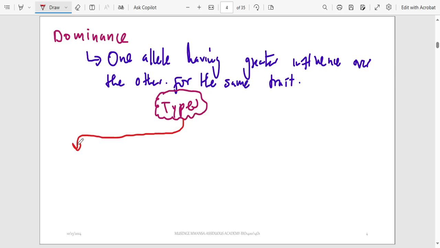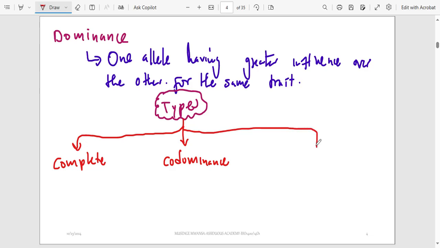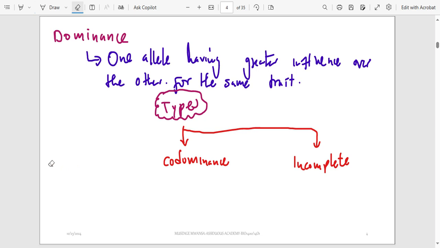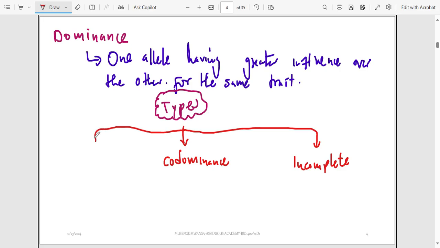The first type is known as complete dominance. The other is known as codominance. And then the other one is known as incomplete dominance. So you should be able to differentiate these. Now, how we are going to explain all these, let me just move this a bit so that I can have a small space here. So here we're going to have complete.